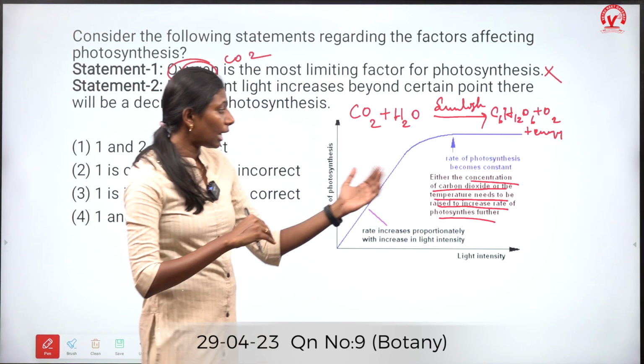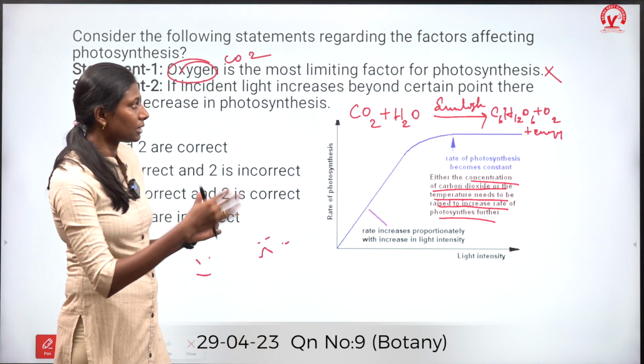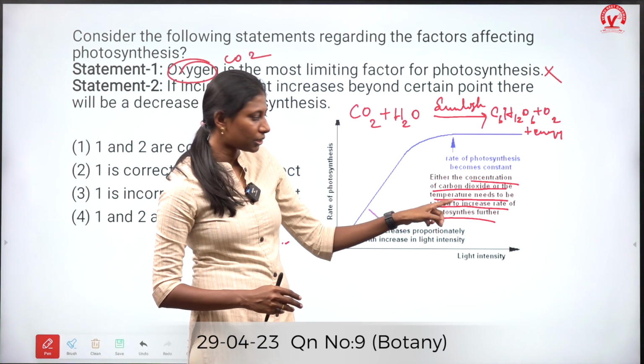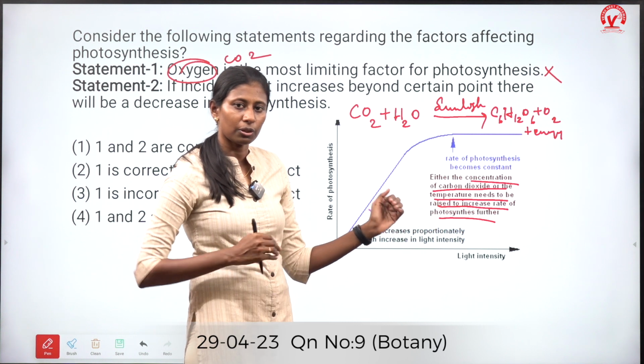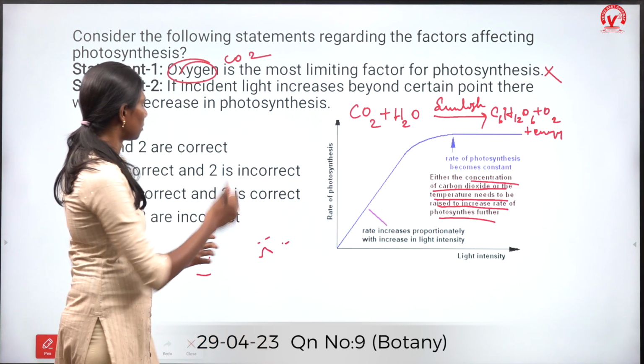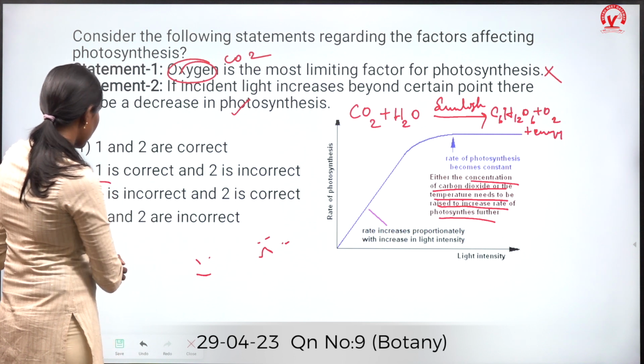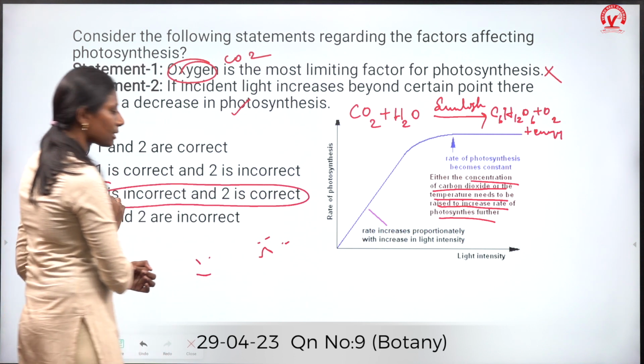If the light intensity increased, respectively, there should be an increase in carbon dioxide and temperature to increase the rate of photosynthesis. So, this point is correct. So, the answer is 1 is incorrect and 2 is correct.